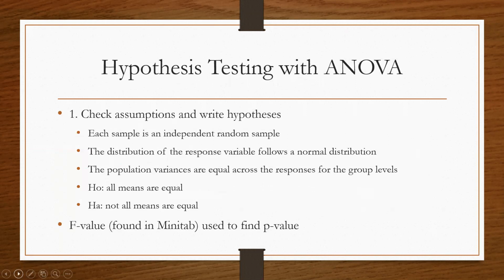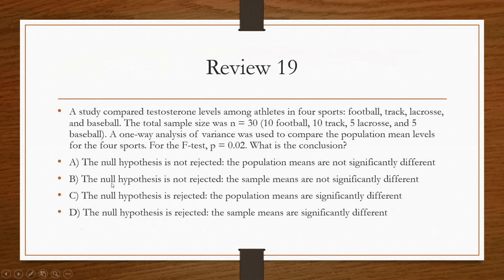So first, you want to check your assumptions. The assumption is that each sample is independent and random. The distribution of the response variable follows a normal distribution, and the population variances are equal across the groups. So the null is going to say that all groups are equal. The alternative is going to say that not all groups are equal. The F value, which you use in Minitab, which since you're not really going to be using Minitab on the exam, I'm just going to give it to you, can be used to find the p-value. So, all right, with this, we go right into our next question.